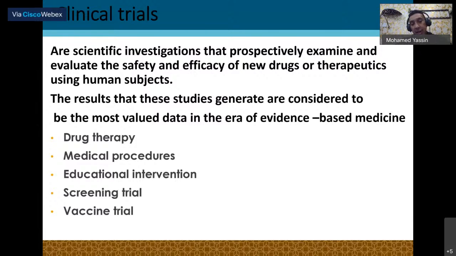A vaccine trial, maybe one of the famous vaccine trials is the Manchester trial.